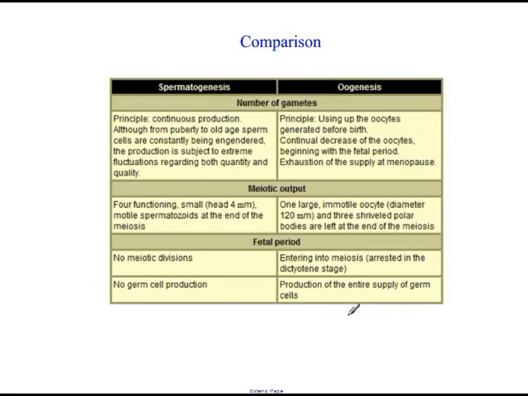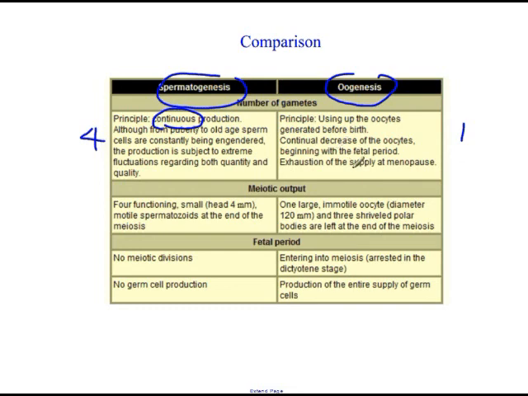Let's just go ahead and wrap up by comparing the two here. Some interesting things here between spermatogenesis and oogenesis, right? So the number of gametes, we said, spermatogenesis actually produces four, and the oogenesis process only continues to make one, although it makes three polar bodies. Something else. Spermatogenesis is continuous. Once it starts, it goes all the way to the end without stopping to make sperm.